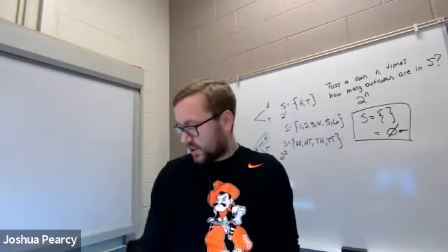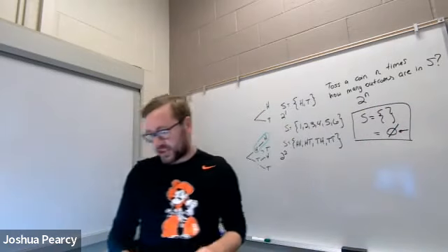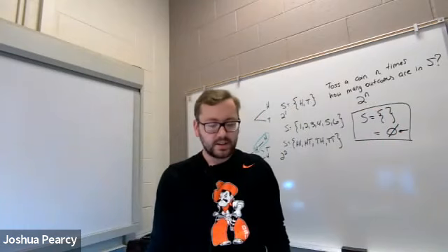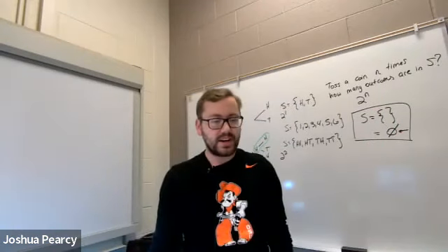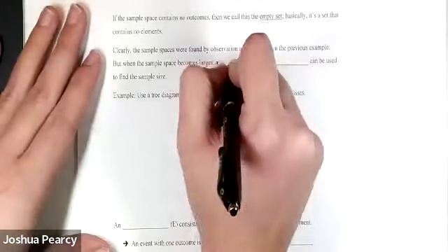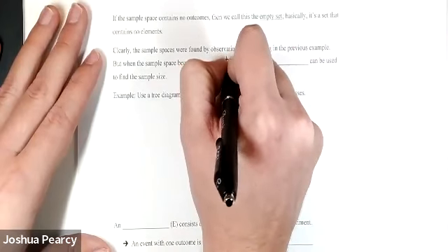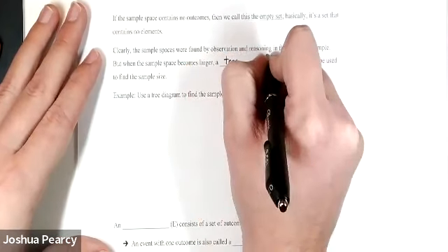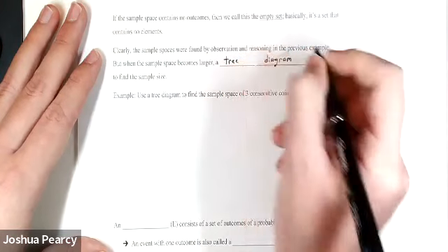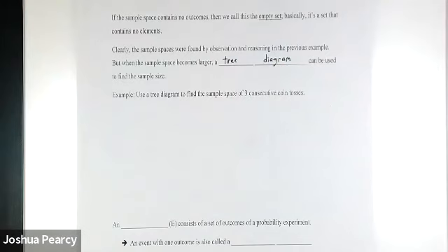So clearly the sample spaces we found by observation and the reasoning and the previous examples, but when the sample space becomes large, then it becomes difficult to actually visualize it. So we create what is called a tree diagram. And why is it called a tree diagram? Because it looks like a tree. Turn it that way, you get a Christmas tree.